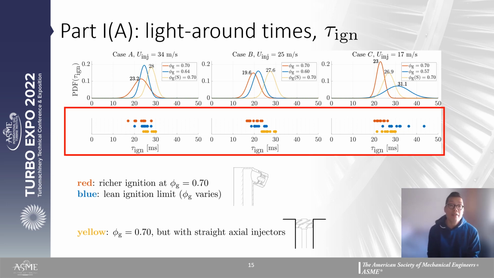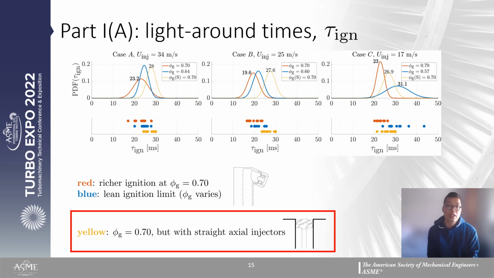To compare the effect of a strong azimuthal swirl, we have also included the data points of a reference case, in which we have simply straight axial injectors, without a band to direct flames in the azimuthal direction. And these are plotted in yellow.